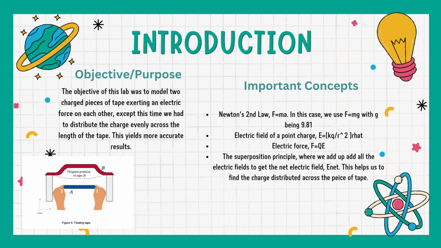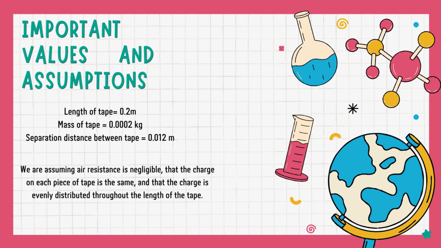Some important concepts would be Newton's second law, F equals ma, but we're going to be using F equals mg, with g being 9.8. We need to remember the electric field of a point charge, the electric force, and we also need to remember the superposition principle, which is where we add up all the electric fields to get the net electric field, E net. This helps us to find the charge distributed across the piece of the tape.